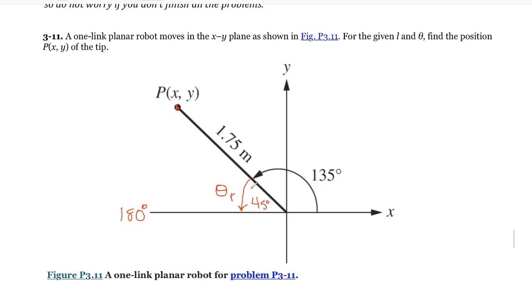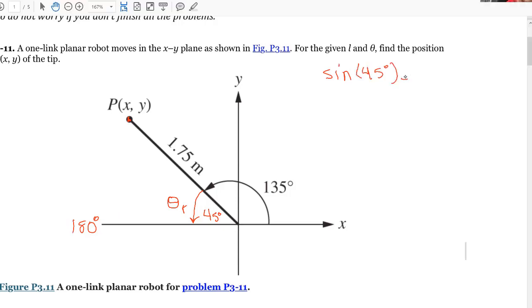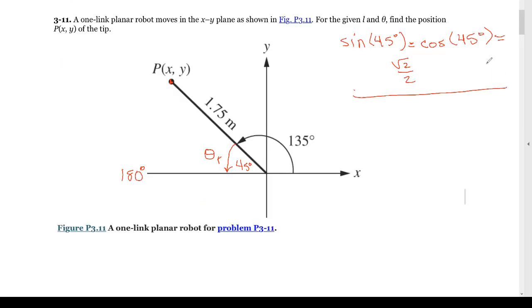And if you know the first quadrant, you know that the sine of 45 degrees is equal to the cosine of 45 degrees, which is equal to the square root of 2 over 2. And we also have to remember that we're in quadrant 2. So what will happen? Well, if the sine is the y value and the cosine is the x value, then x is going to be negative.